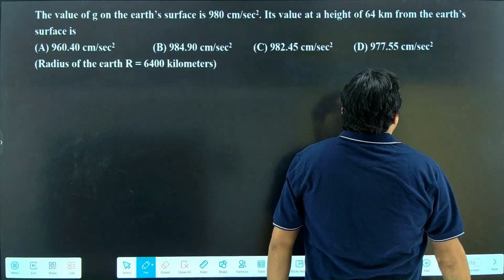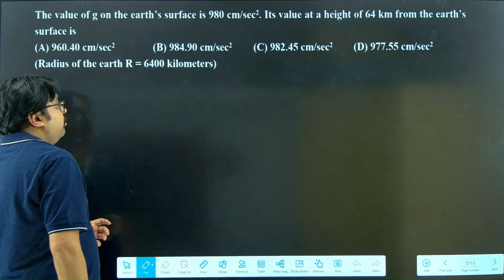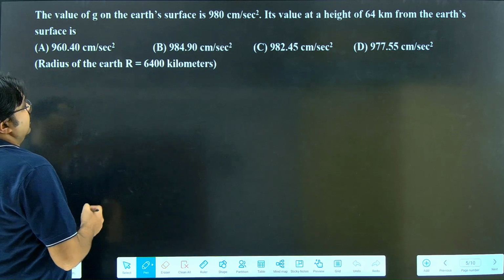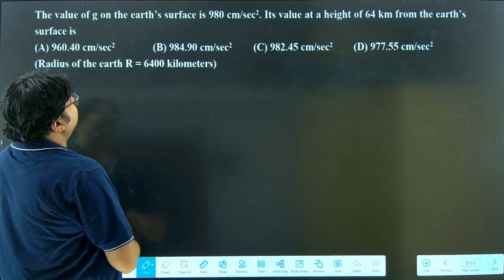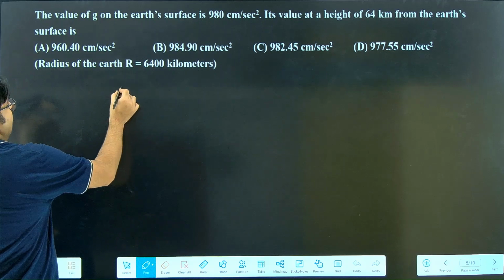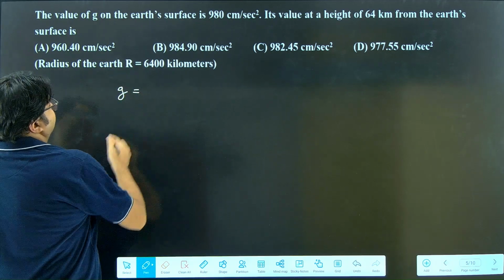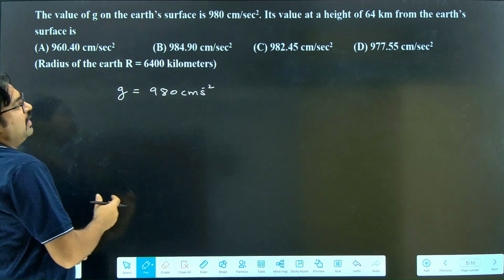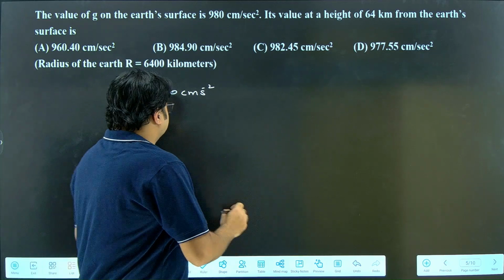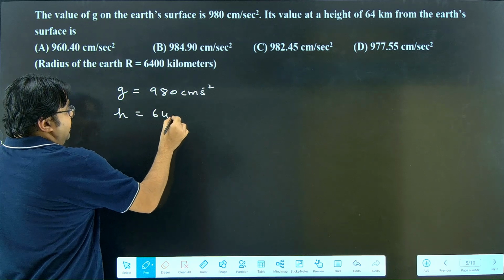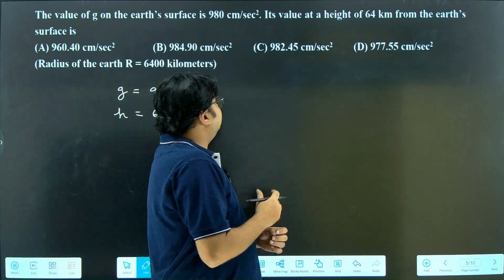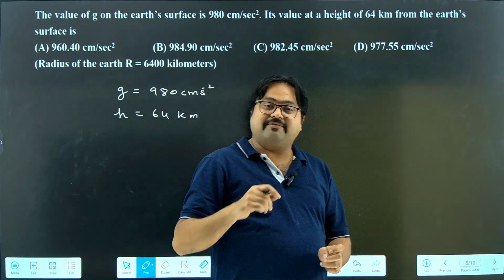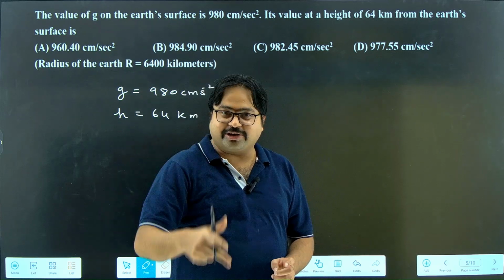But anyway, let's go to the next question, which demonstrates the concept that we've just learned. The value of g on the surface of the earth is 980 centimeter per second square. So acceleration due to gravity on the surface of the earth is 980 centimeter per second square. The question says the value at a height of 64 kilometer. Now you need to understand that a height of 64 kilometer from the earth's surface is a very small height. What is the acceleration due to gravity at a height of 64 kilometer? 64 kilometer is really small.